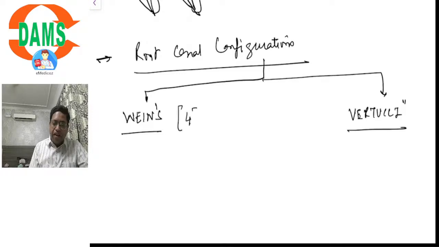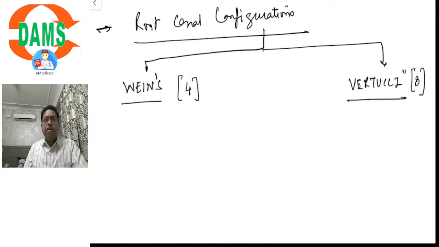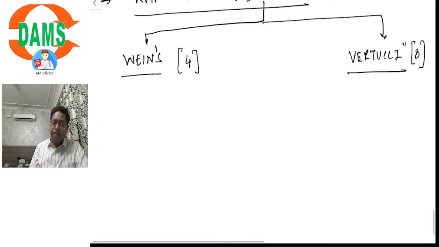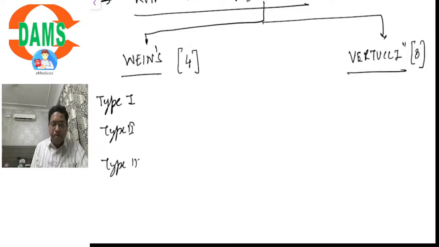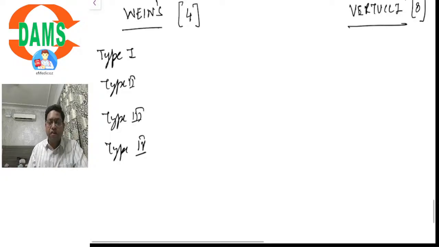According to Weine, there are 4 types of root canal configurations. According to Vertucci, there are 8 types. It would be better if we see them side by side so that you are able to understand the differences between them and what they actually represent. So Weine divided it into type 1, type 2, type 3, and type 4 root canal configurations. According to Weine, type 1 is a single canal in a single root of a tooth, represented as 1.